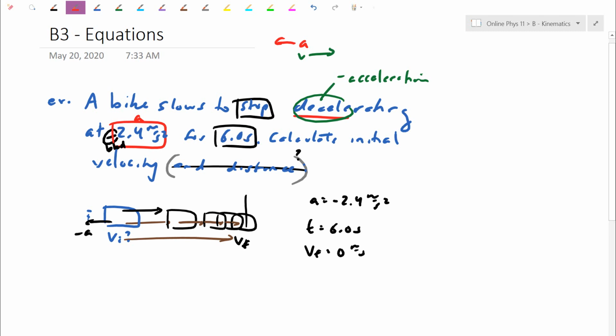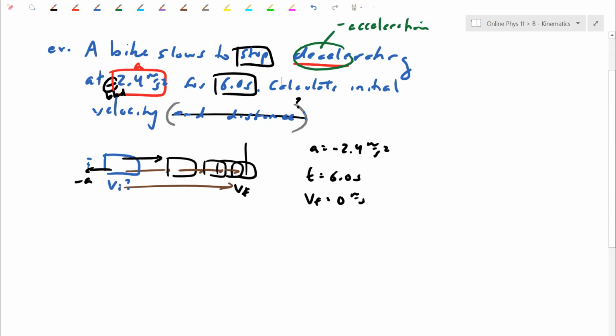Like we ended off here, we just drew a picture. It might be helpful to just list the variables as we have them, because as we get to our equations, you're just going to essentially put these numbers in. So acceleration is going to be negative 2.4. The time that we're going to slow down over is 6 seconds, and then we have 0 meter per second. Let's first calculate the initial velocity.